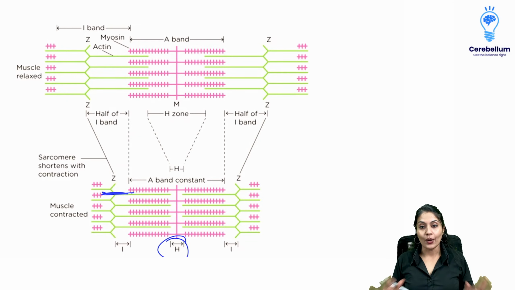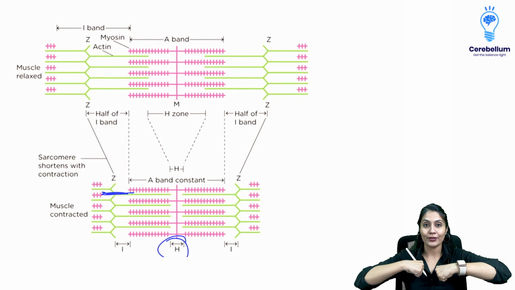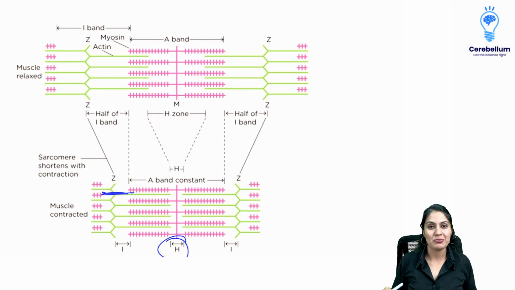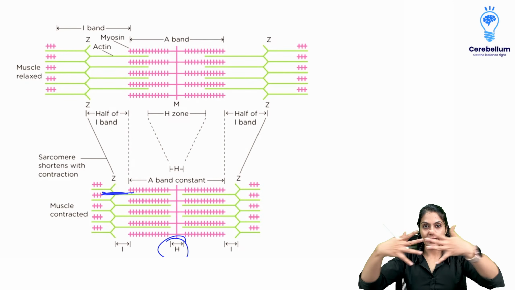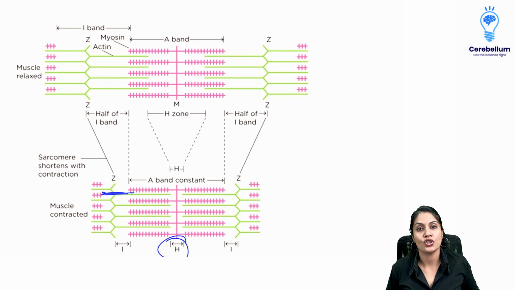All right. Now, if I ask you what will happen to the M line, nothing will happen to the M line. Why? Because symmetrical contraction is going to occur on both sides, and that's why the M line will always stay there in the middle. And what will happen to the A band? A band will also not change. Why? Because it is complete myosin. Only the actin is going to slide, right? Myosin will not change its length.